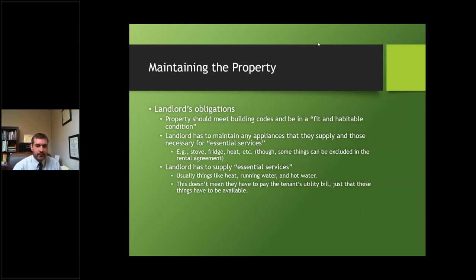So review the statute, section 27-40-440. It lays out what the landlord's general obligations are, and then what some exceptions are depending on the type of property you're renting.